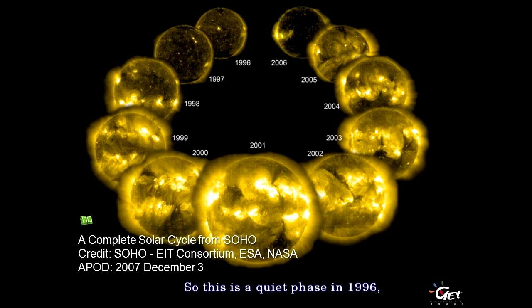So this is a quiet phase in 1996. Then year after year, you see the increasing activity on the surface. And in 2001, you have a peak of activity. Then it's decreasing again up to 2006. And after 2006, you do another round. And 2012, this year, you will have a peak of activity. And so on. It keeps going. So we have an alternation of quiet phase and active phase.